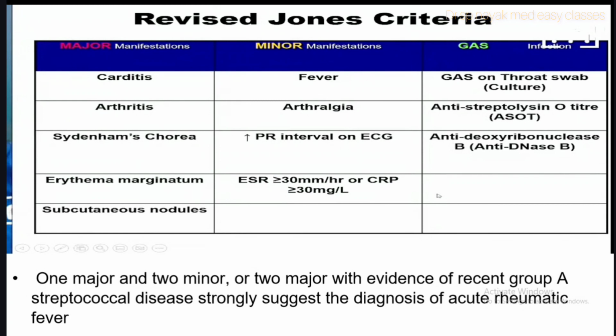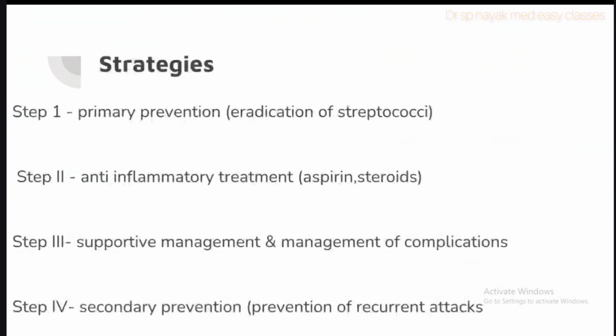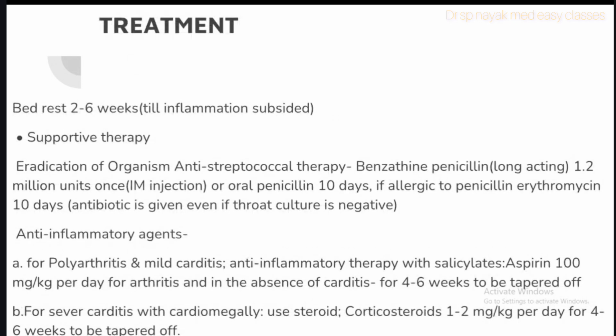Then we saw GAS infection, for which we can test GAS on throat swab. We can do an anti-streptolysin O titer test and an anti-deoxyribonuclease test. For diagnosing the patient with the help of these criteria, there should be one major and two minor present along with a GAS infection, or there should be two major with evidence of recent group A streptococcal disease. Then we discussed the strategies involving four steps: primary prevention, anti-inflammatory treatment, supportive management and management of complications, and secondary prevention.